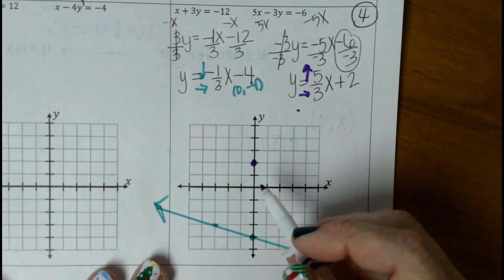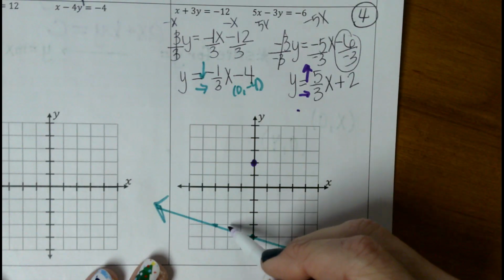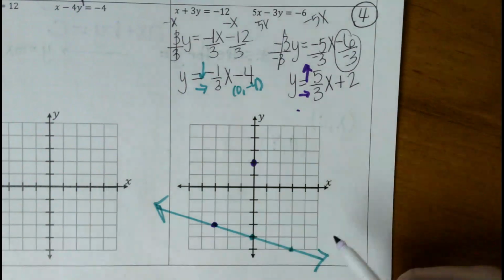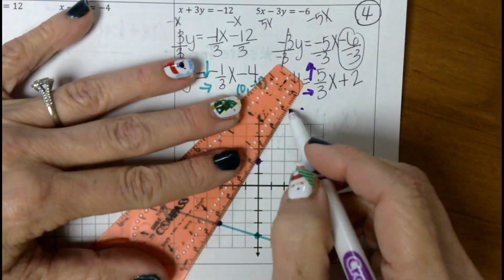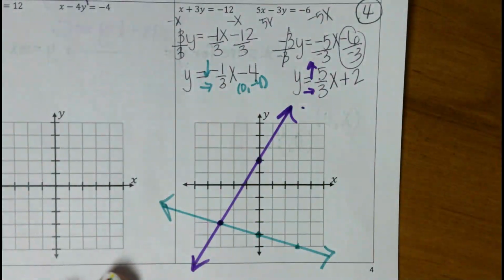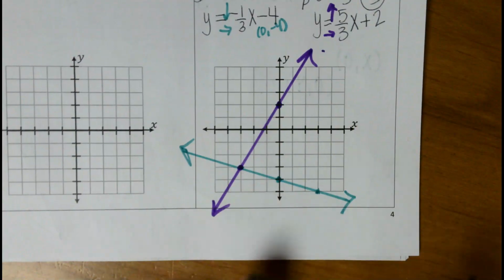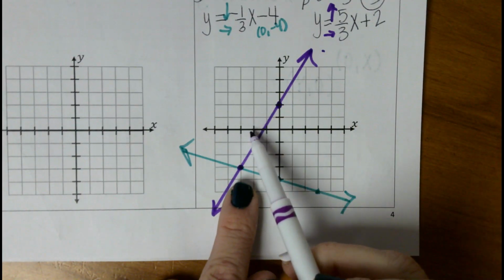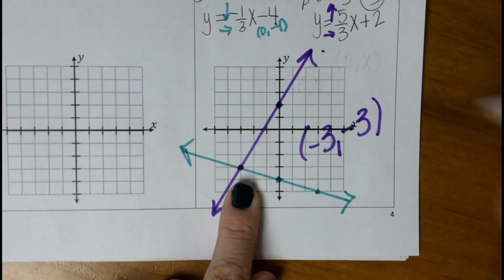But could I go backwards? 1, 2, 3, 4, 5, and 1, 2, 3 backwards. Yeah, I could do that. Okay, and then this one, that's my solution. So the ordered pair is -3, -3. Thank you. Okay.